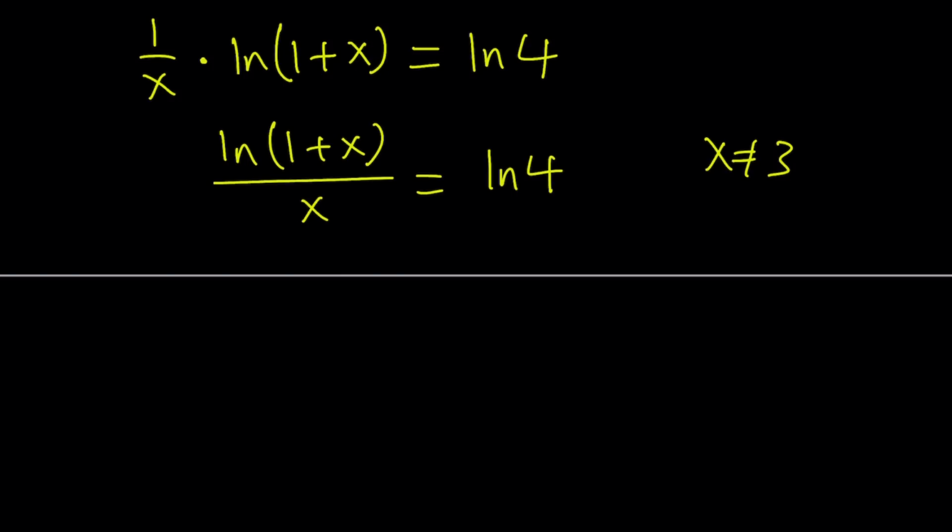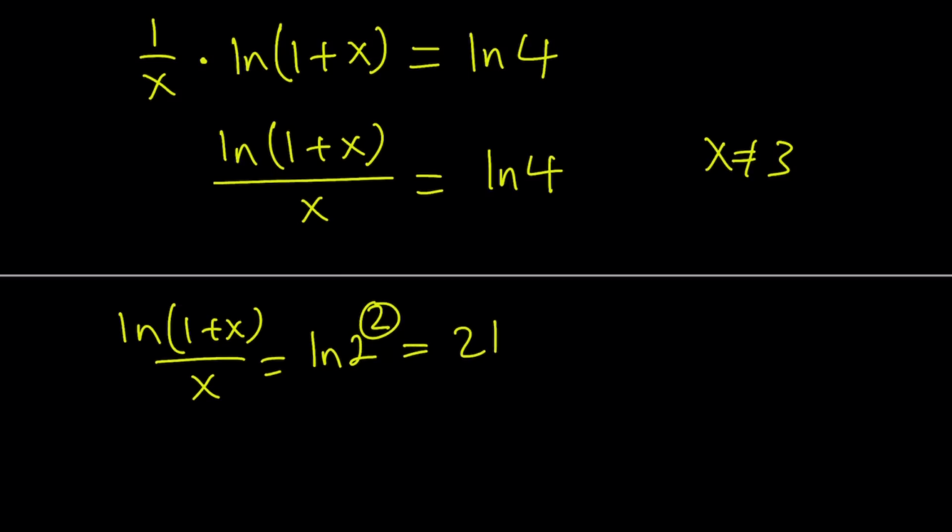How about writing 4 as a power of 2 and going from there? So ln 4 can be written as ln 2 squared. So let's go ahead and do that. ln(1 plus x) over x equals ln 2 squared. And that can be written as 2 times ln 2. Now here I have a quotient, here I have a product. So I have to turn this product into a quotient, but that can be done by using the reciprocal. Multiplying by 2 is equivalent to dividing by 1/2.